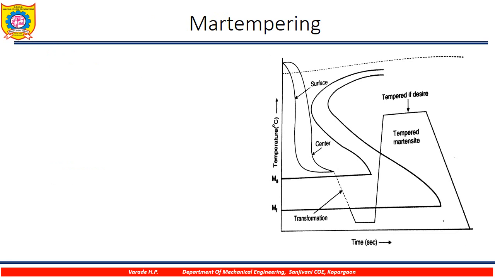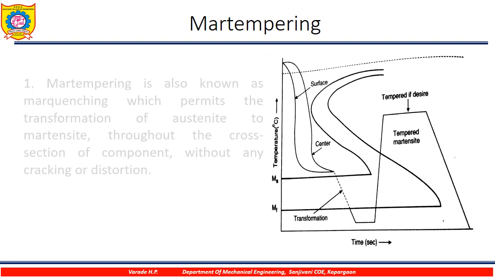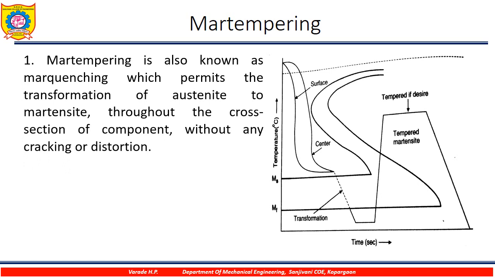Let us learn now Martempering. The Martempering process I have shown schematically or graphically in the figure. Martempering is also known as Marquenching, which permits the transformation of austenite to martensite throughout the cross section of the component without any cracking or distortion.